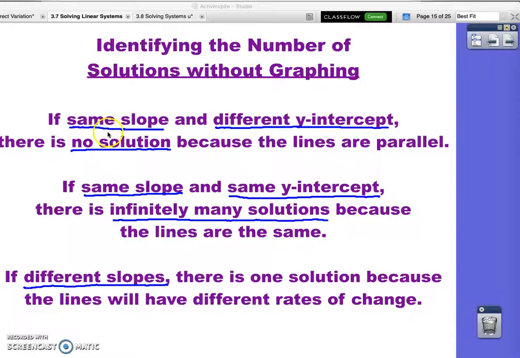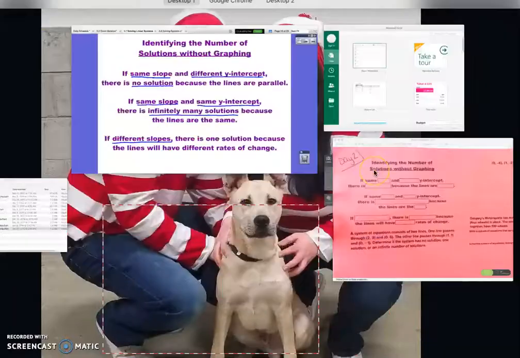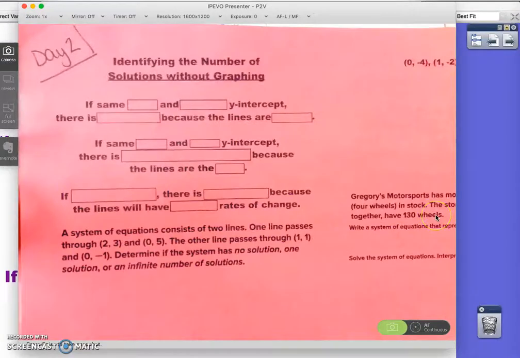If it has the same slope and different y-intercepts, there is no solution because the lines are parallel. If it has the same slope and the same y-intercept, there are infinitely many solutions because the lines are the same. And if they have different slopes, there is one solution because the lines will have different rates of change. So here, let's look here.